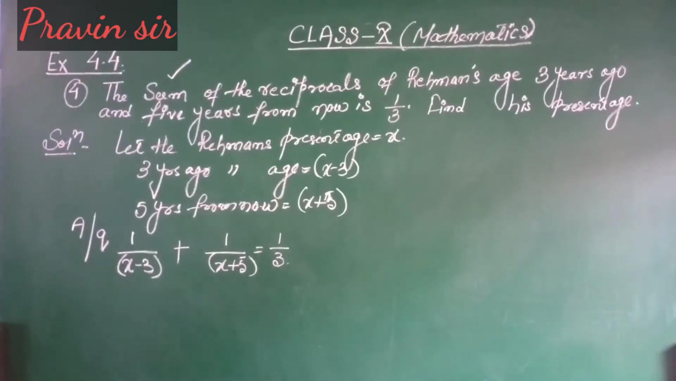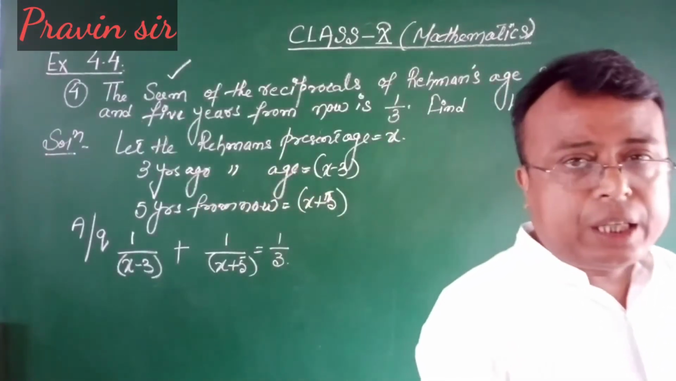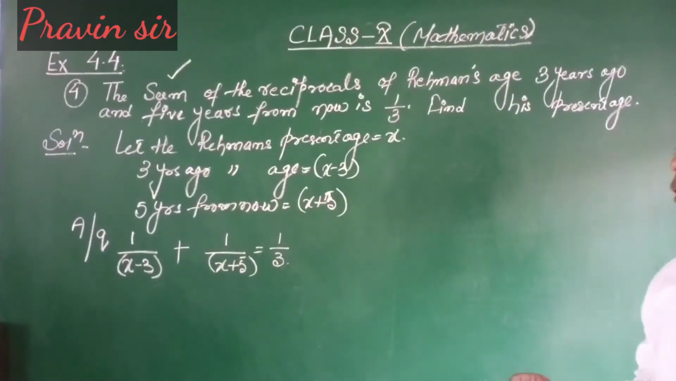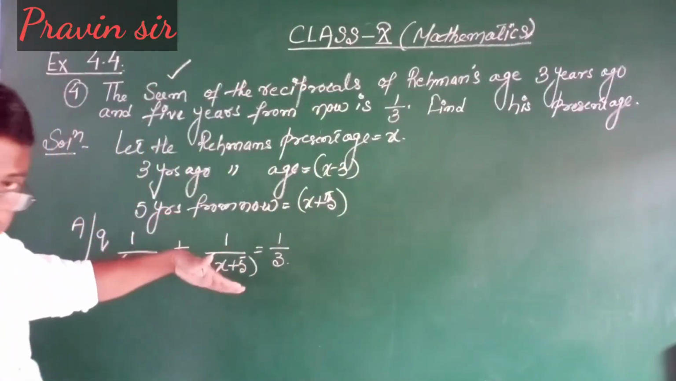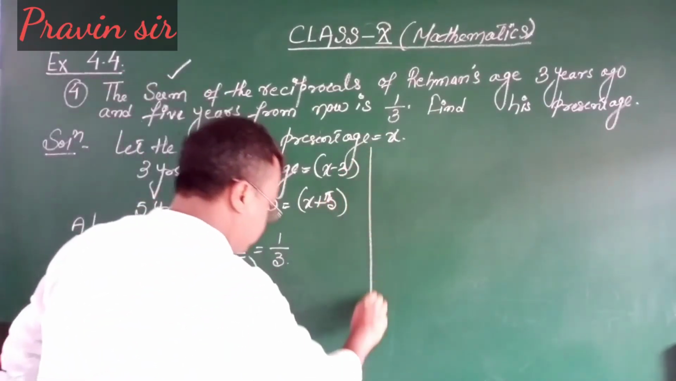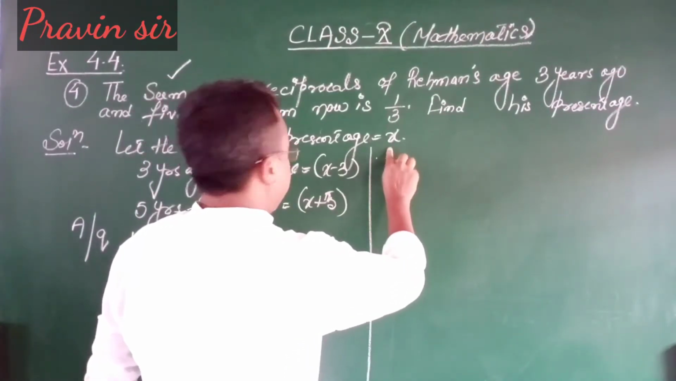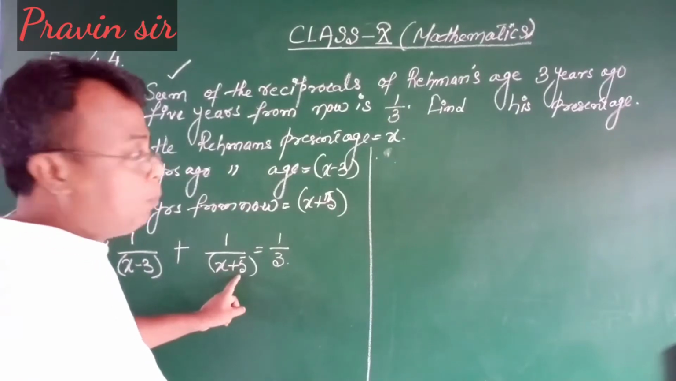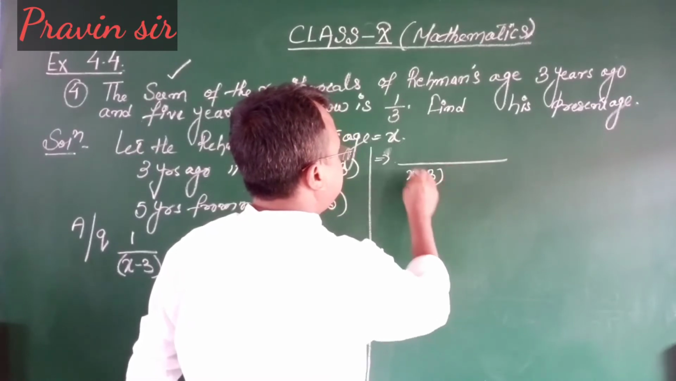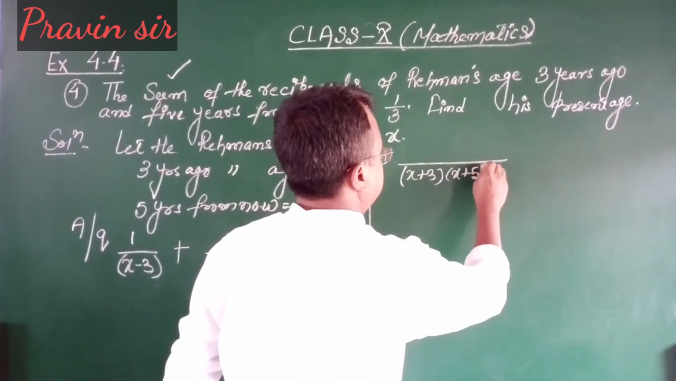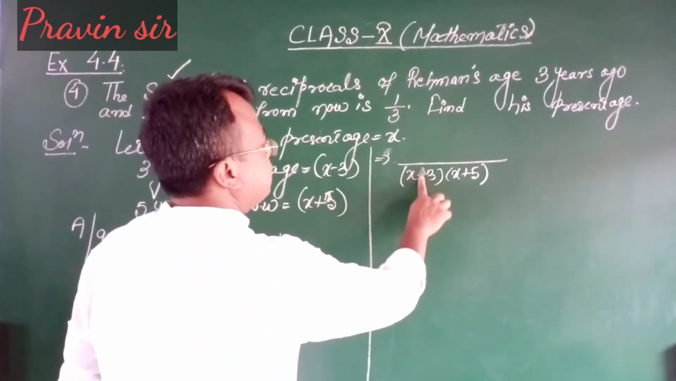Now I have to simplify this part and convert it into the standard form of a quadratic equation. Then only we can solve it. So first of all, let us convert this part into standard form. What is the LCM of x minus 3 and x plus 5? It is x minus 3 and x plus 5, this is the LCM. Sorry, not x plus 3, it is x minus 3.